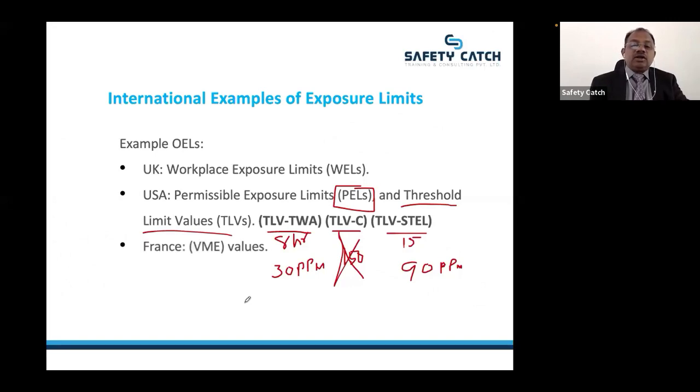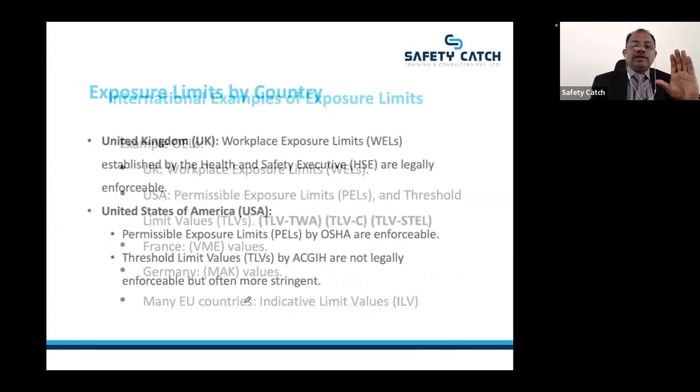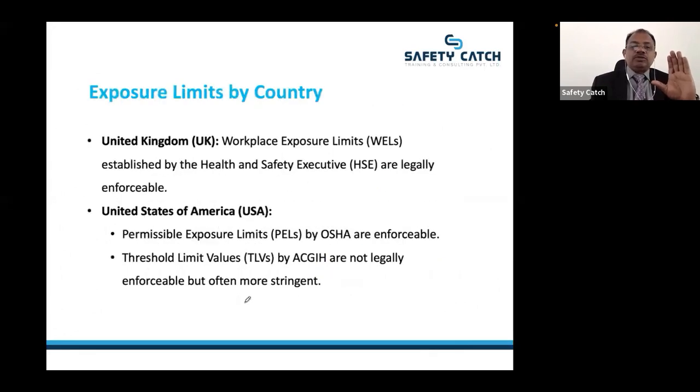In France, they call it VME value, in Germany MAC value, and in European countries ILV. So don't get confused. They are all talking on the same topic, but indicating it in different ways. In the United Kingdom, workplace exposure limits are established by HSC and are legally enforceable.